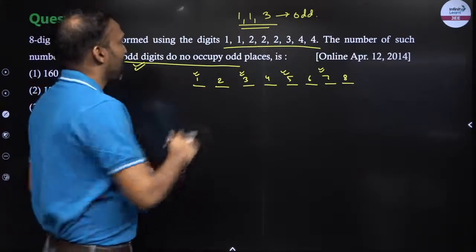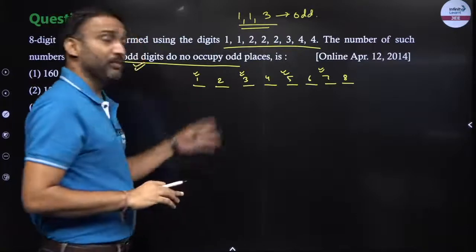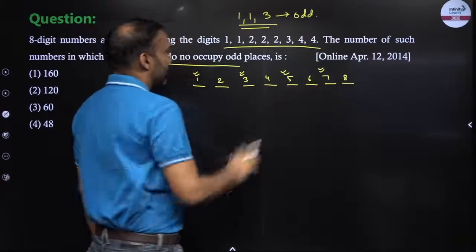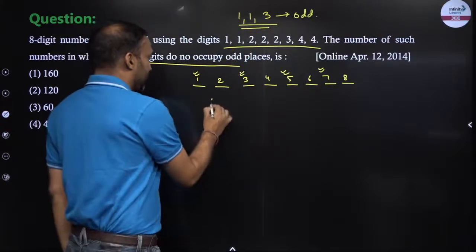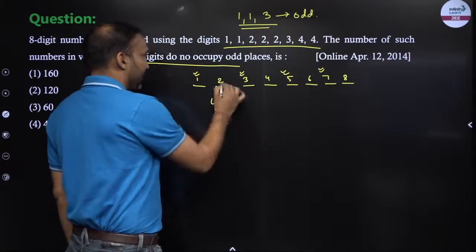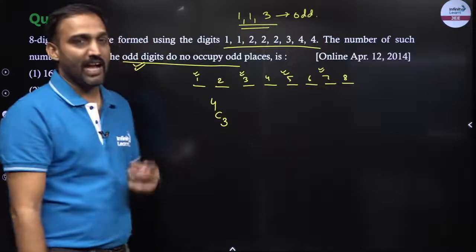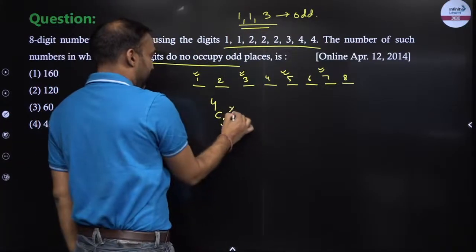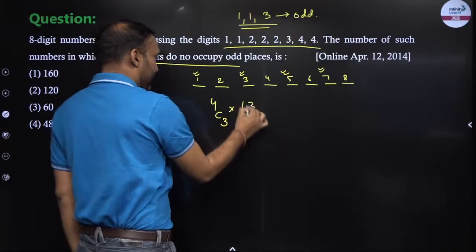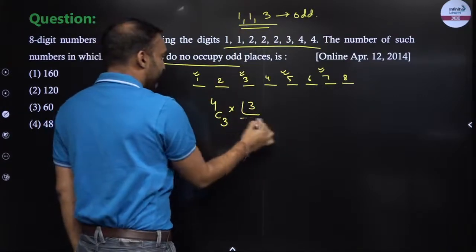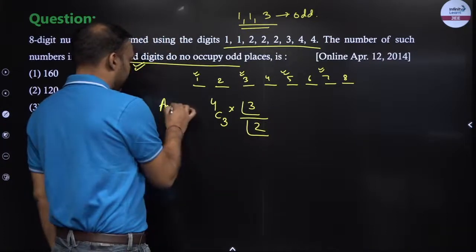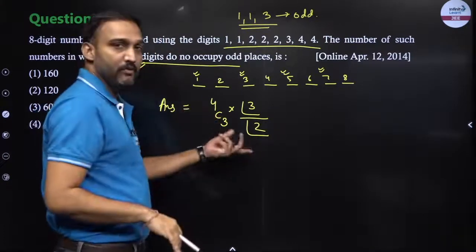Now I have 3 odd digits, so they need to be placed at the even places. How many even places do I have? 1, 2, 3, 4. But I have 3 digits. So I will select 4C3, the 3 places where I would keep my odd digits. The 3 odd digits can be arranged at those 3 places in factorial 3 ways, but 2 ones are identical. This is my answer, right? Well, this is incomplete, I have to complete it.